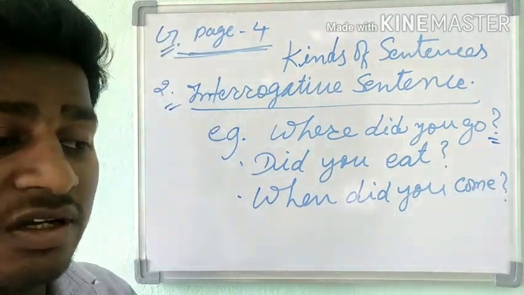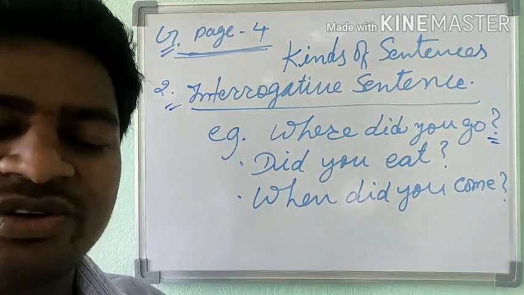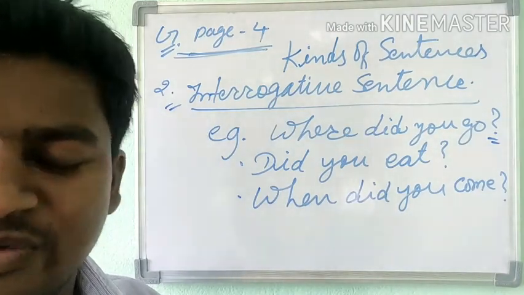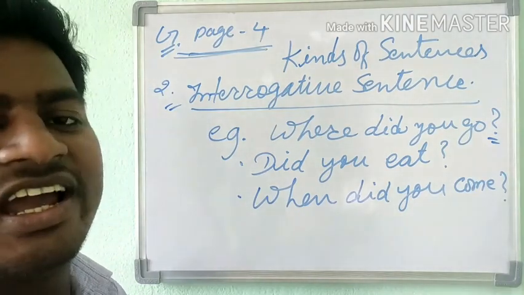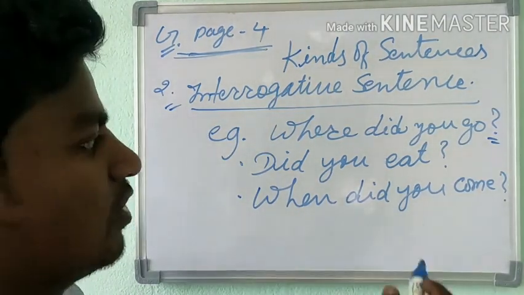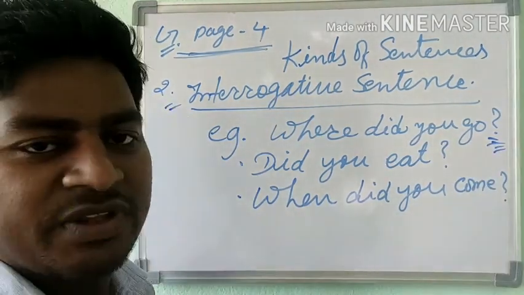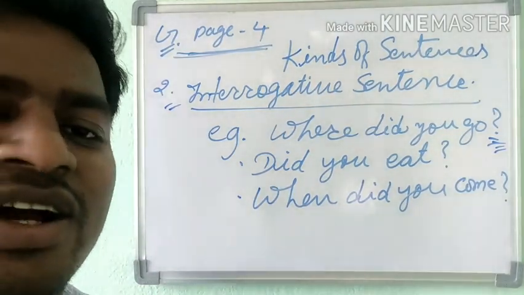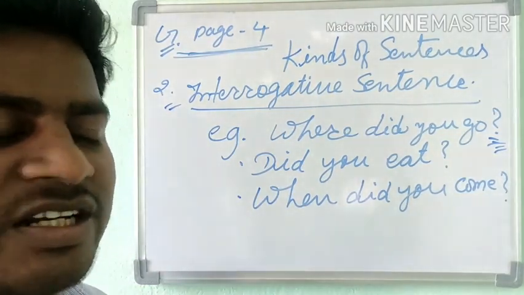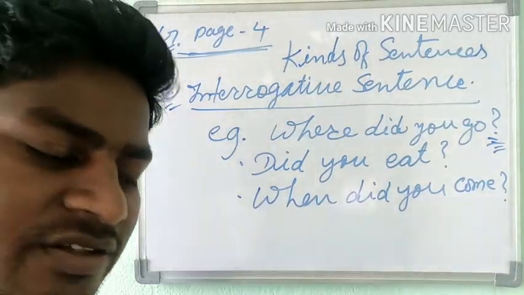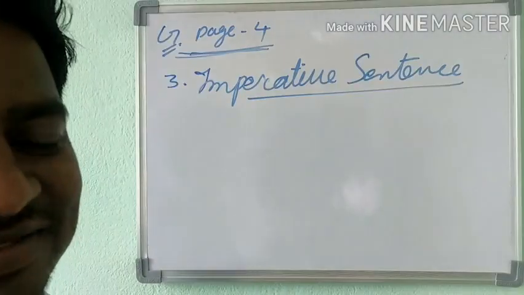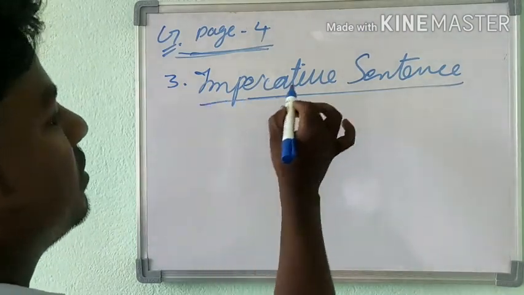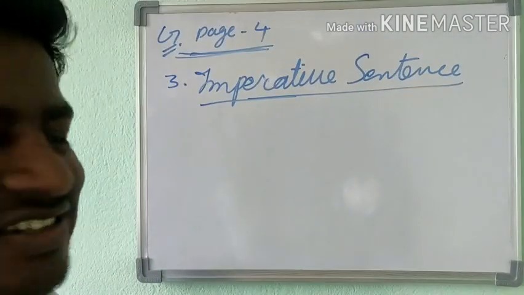So when you are told to identify the interrogative sentences, can we do that? Yes, we can do that. It's very, very simple, because at the end of the sentence we have the question mark. Clear? It's very, very simple. Okay, good. Third one, we have the imperative sentence.